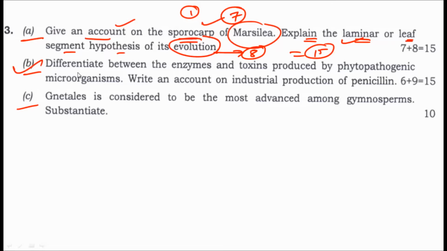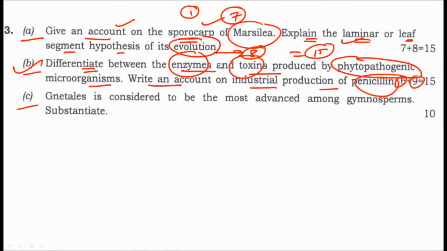The second sub question is: differentiate between the enzymes and the toxins produced by phytopathogenic microorganisms. Write an account of industrial production of penicillin. Again, this question is divided into 2 parts. First part carries 6 marks and second carries 9 marks. That is, to differentiate between the enzymes and the toxins which are produced by the phytopathogens, you will get 6 marks. And for writing the account of industrial production of penicillin, you will get the remaining 9 marks, making it a total of 15 marks.